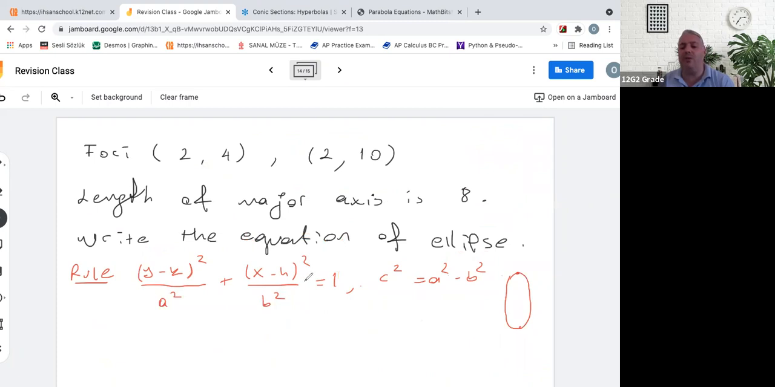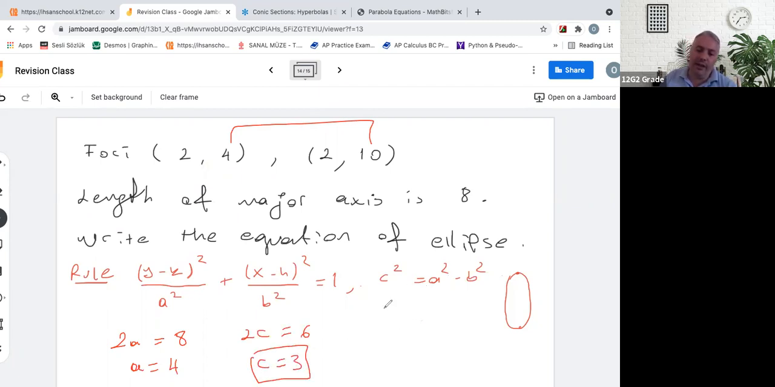So what will be the answer of the question? 2a is equal to 8, a is equal to 4. And from 4 to 10, 6 units. So 2c is 6, c is 3. So here 3 squared is equal to 4 squared minus b squared. So b squared is equal to 16 minus 9. So it is 5. So what am I going to write?